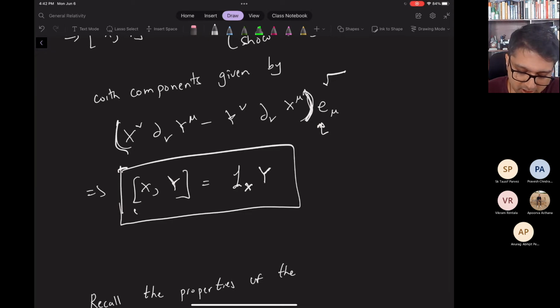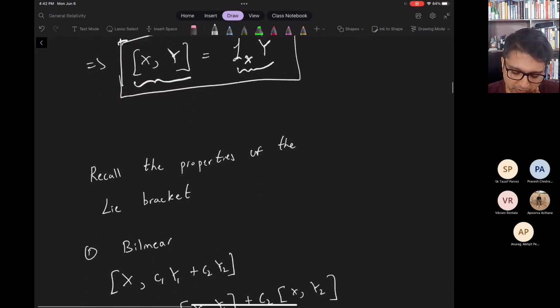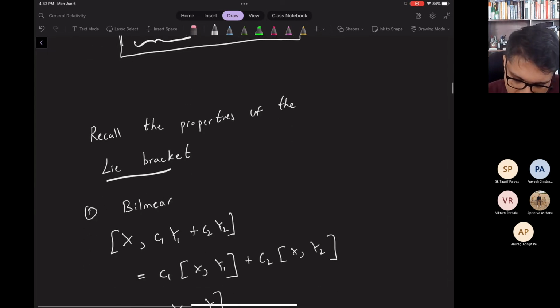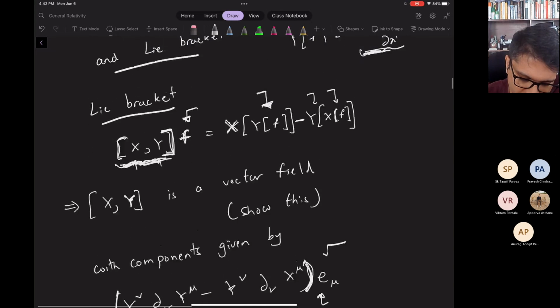So this showed up, for example, when we defined the Riemann curvature tensor and so on. So secretly we're using Lie derivatives even there. Let me just tell you some properties of the Lie bracket. Again, I'm not sure if we showed these, but they're very easy to show from this definition.